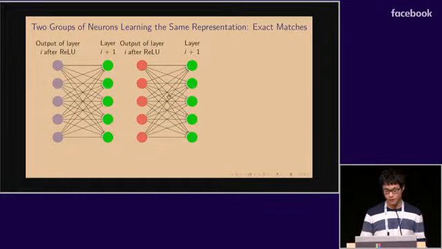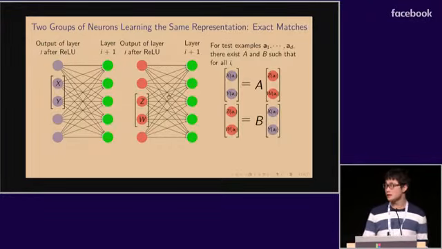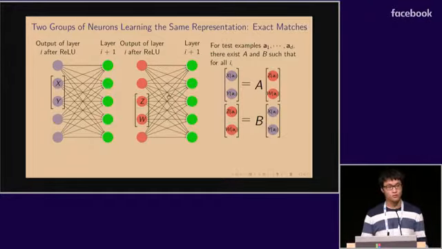In this work, we give a characterization of two groups of neurons learning the same representation. Let's look at these two neural networks. They have the same architecture, trained on the same training data, but from different initializations. We will focus on layer i and layer i+1. Let's look at these two groups of neurons. We say they learn the same representation if there exist linear transformations, A and B, that transform the output of these two groups of neurons back and forth.